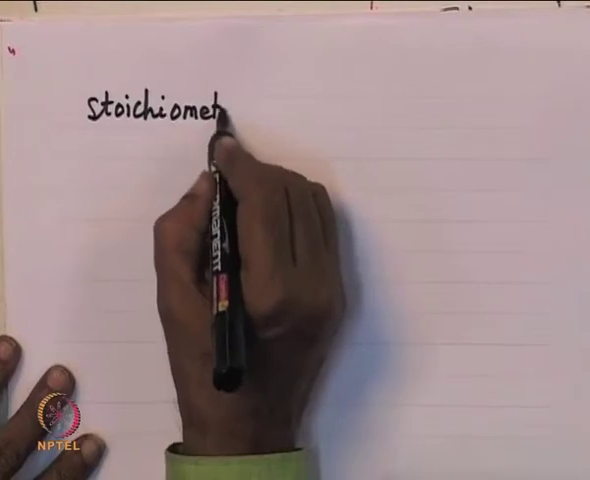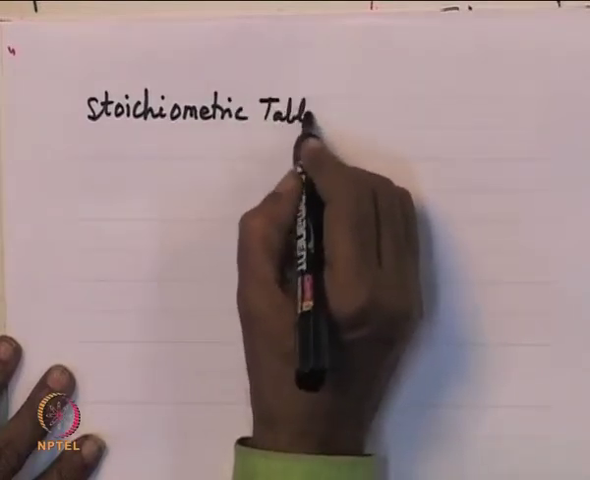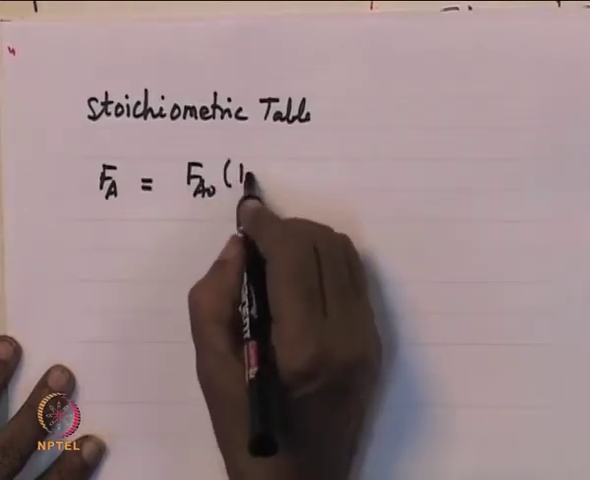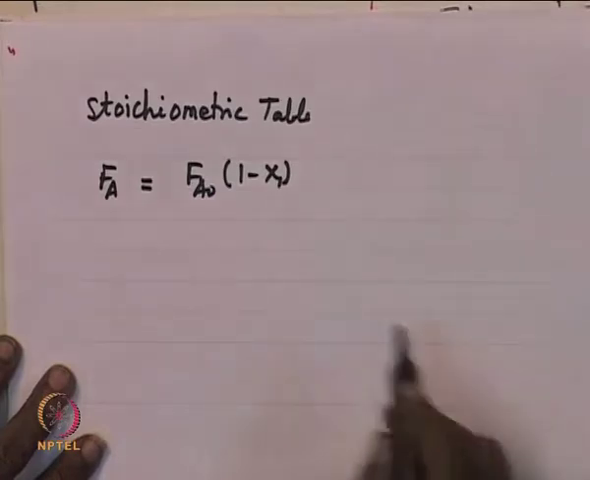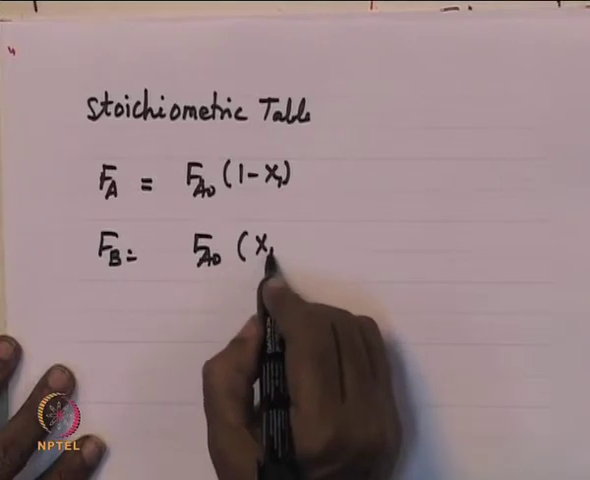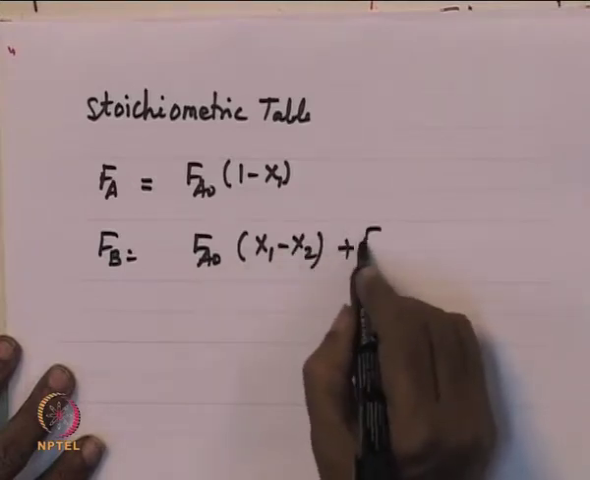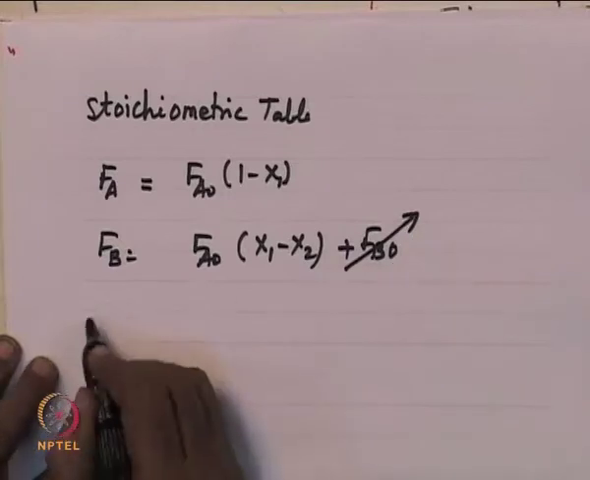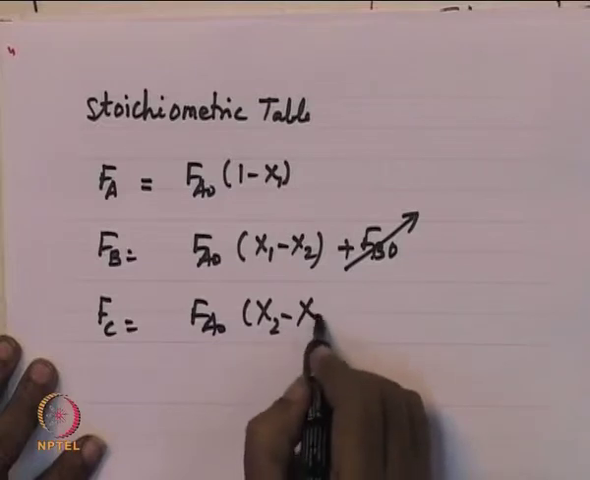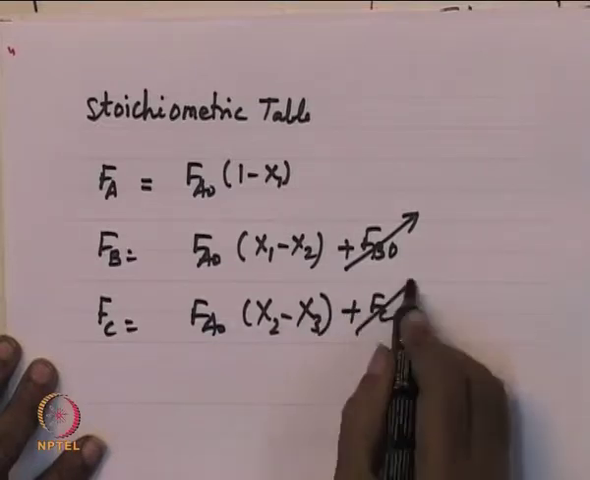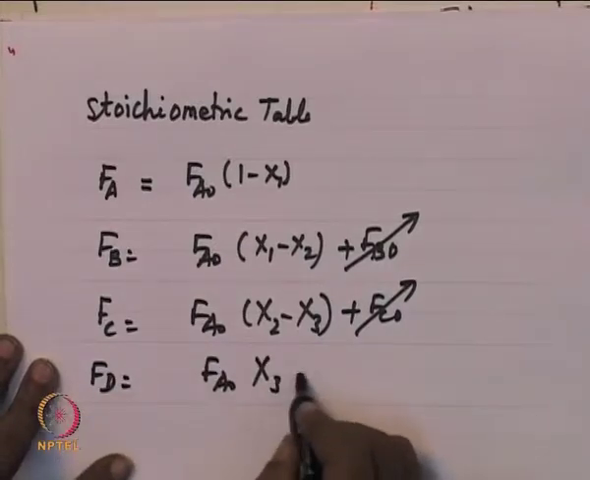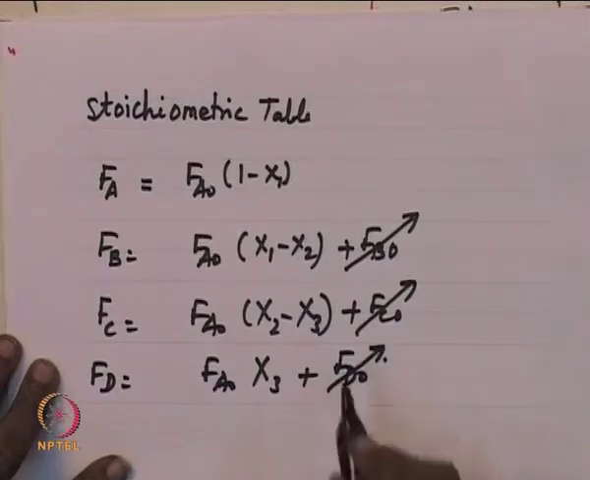F_A is F_A0 times 1 minus X1, the first reaction. Then F_B is F_A0 times X1 minus X2; of course, F_B0 is not stated, so we take it to be 0. F_C is F_A0 times X2 minus X3 plus F_C0, which is 0. F_D is F_A0 times X3 plus F_D0, which is 0.